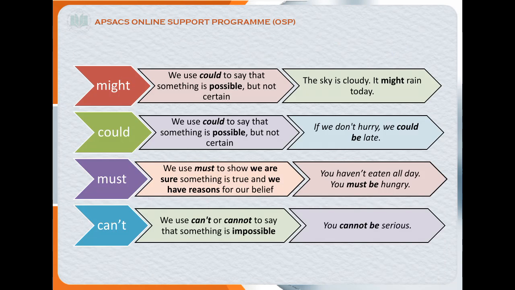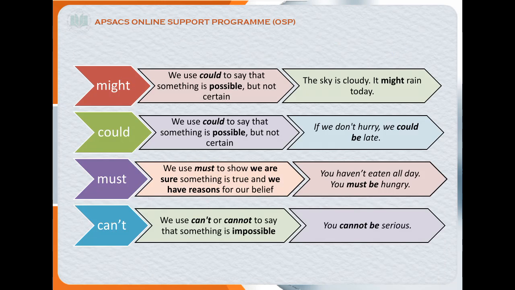Might. We use might to say that something is possible but not certain. For example, the sky is cloudy. It might rain today. Second word is could. We use could to say that something is possible but not certain. For example, if we don't hurry, we could be late.